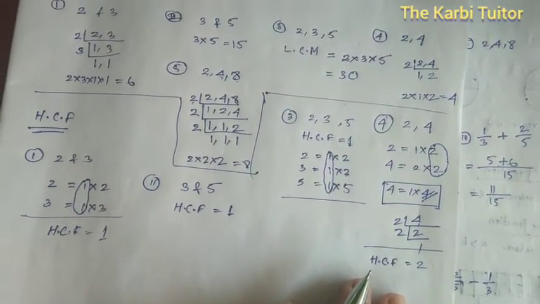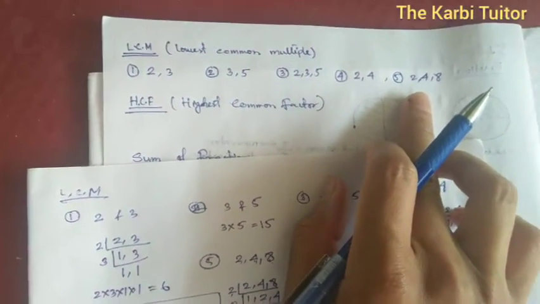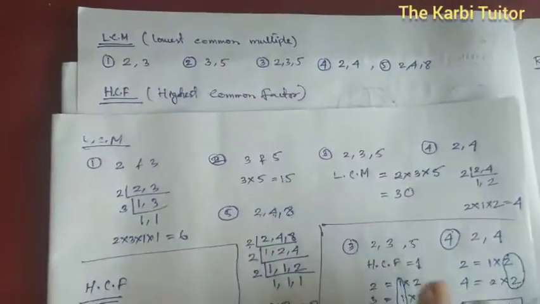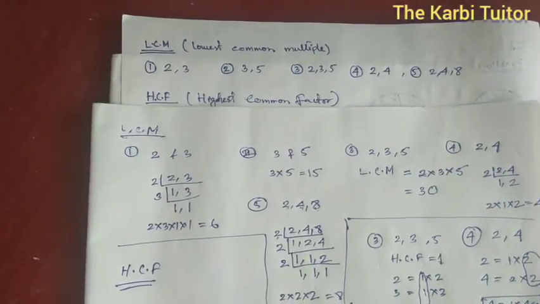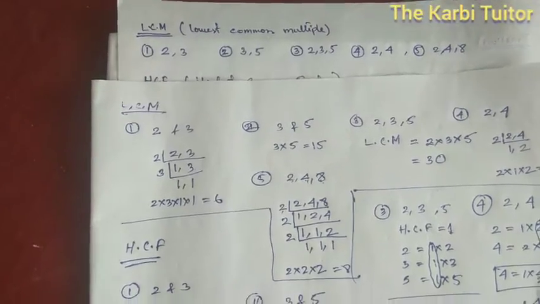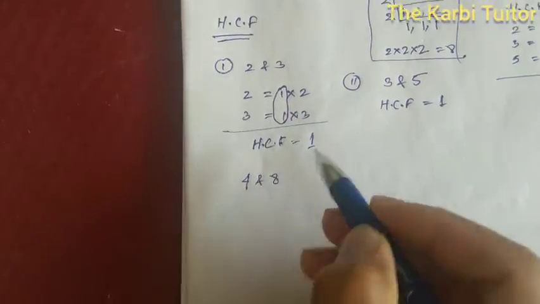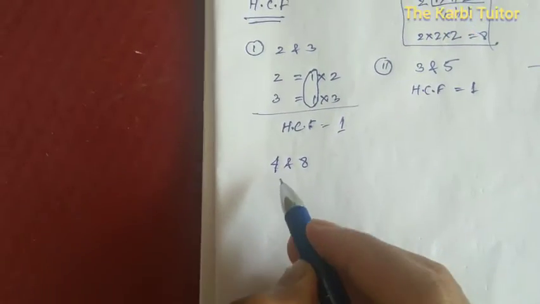Then next for this one, this will be again 2. What's for 4? Then let's see for 4 and 8. HCF of 4 and 8.